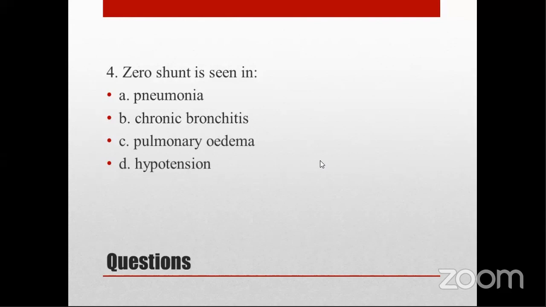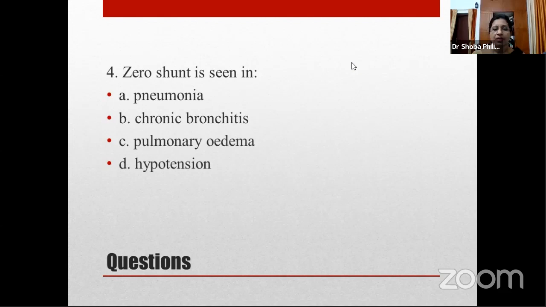Okay, fine. So this is the result. Yes, the best answer is pulmonary edema because there is no oxygen getting in. So the V is zero, whereas perfusion is taking place. So it is a zero shunt.